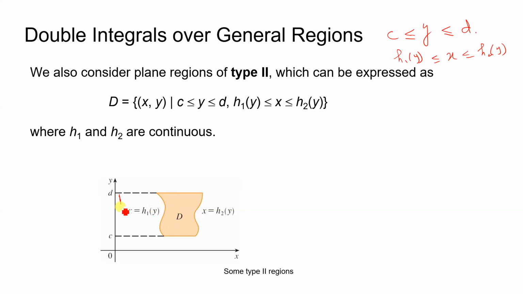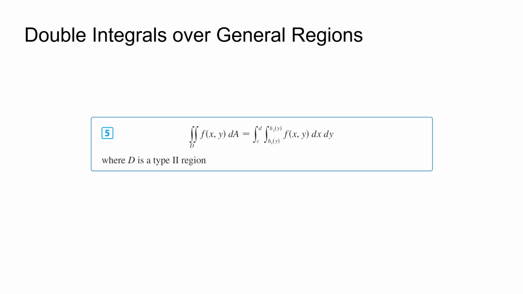In this case, y lies between c and d, that is, the lower limit for y is c and the upper limit for y is d. If you draw horizontal lines anywhere in the region, you can see that these lines enter the region from this curve, the left curve, and exit from this curve, the right curve. The right curve is the upper limit for x and the left curve is the lower limit for x, because values of x increase in this direction.